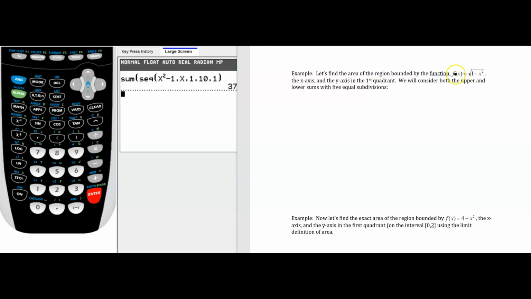So if you graph y equals the root of 1 minus x squared, you're actually going to see that that's a semicircle. The graph looks like this, where the semicircle has a radius of 1. This would be at -1, this would be at 1, but it says let's find the area of the region bounded by the function, the x-axis, and the y-axis in the first quadrant.